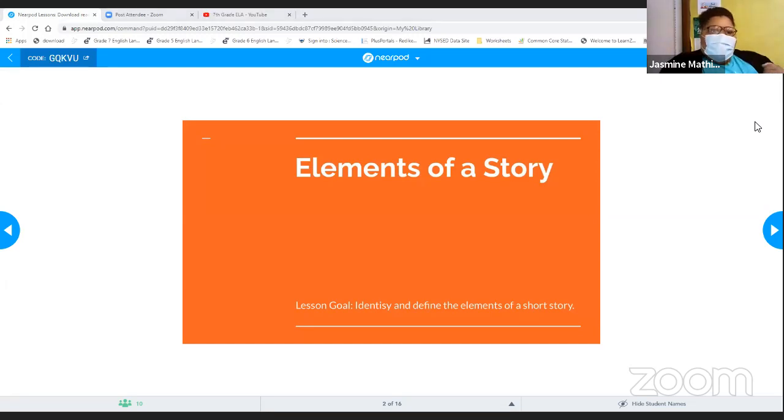All right, so we're going to go ahead and get started. Today, we are talking about the elements of a story. By the end of this lesson, we should be able to identify the elements of a story. But before we get started, I want to know what you know.